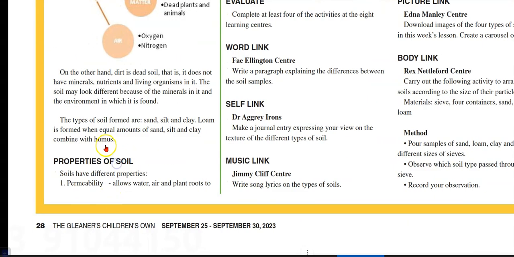Properties of, no, I'm missing a section here. It says the type of soils formed are sand, silt, and clay. Loam is formed when equal amounts of sand, silt, and clay are combined with humus. All right, so again, the soil types, sand, silt, and clay, and loam is formed when there are equal amounts of sand, silt, and clay.